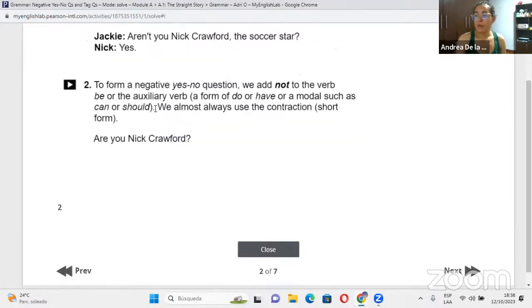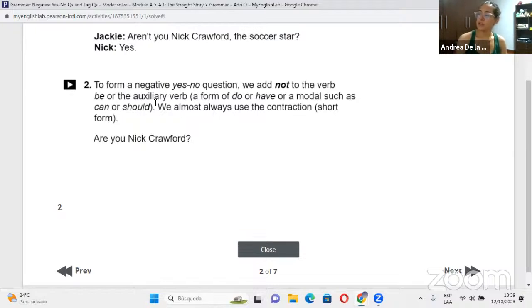Now, how do we form negative yes/no questions? Basically, we form the negative form of the verb that we're using. If we're using the verb to be, we use its negative, which is not, right? Let's say, are you, are not you, right? Or aren't you? If we're using an auxiliary verb do, we form its negative, don't. If we're using the auxiliary does, we use its negative, doesn't. If we're using the auxiliary have, we use its negative, haven't. If we're using can, we use its negative, can't.